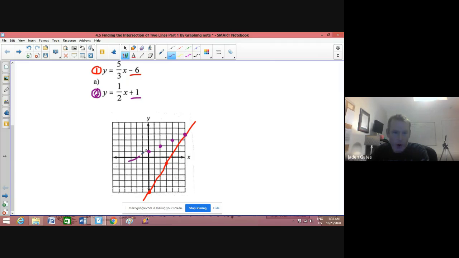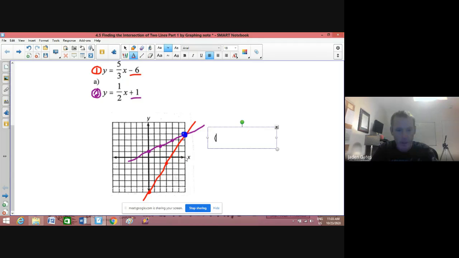Again, I'm going to draw in my line. And here's what we're interested in right here. Point of intersection. That's where they meet. And so I find the point of intersection. Moving over 1, 2, 3, 4, 5, 6 is my x coordinate. And my y coordinate, I go up 1, 2, 3, 4. There we go. So the point of intersection is (6, 4).